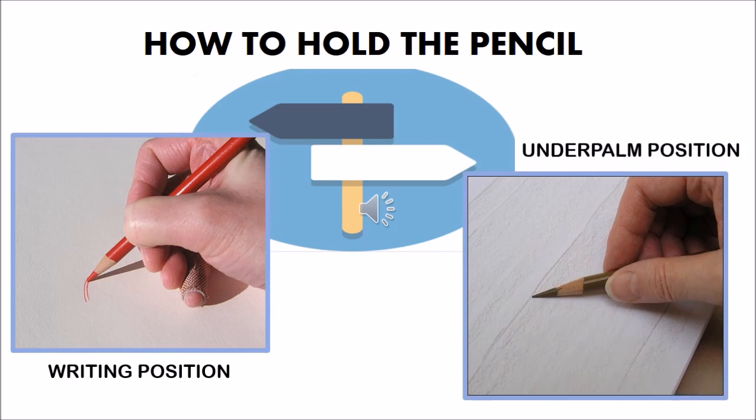There are two ways of holding the pencil while shading: 1. Writing position, 2. Under palm position.